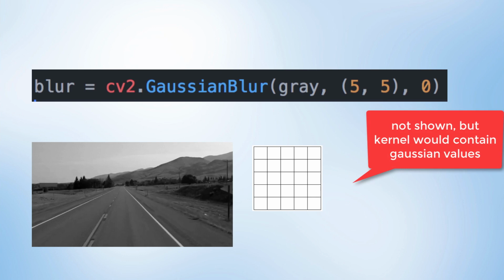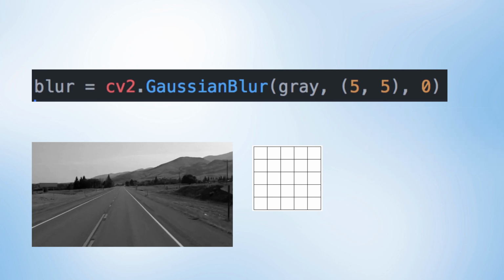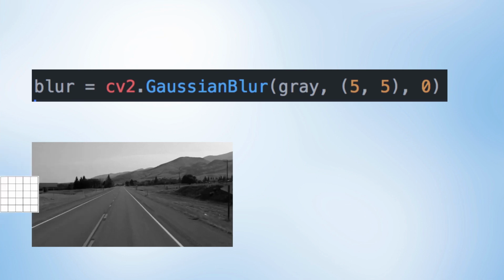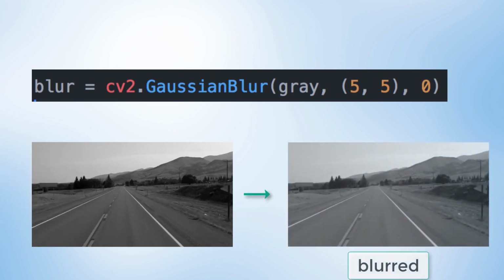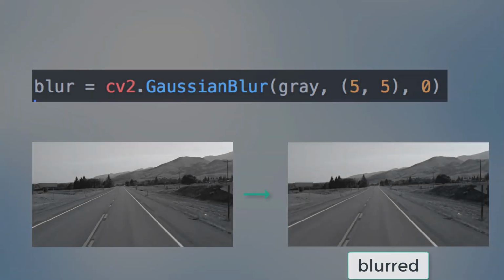The size of the kernel is dependent on specific situations. A 5x5 kernel is a good size for most cases. But ultimately, what that will do is return a new image that we simply called blur. Applying the Gaussian blur by convolving our image with a kernel of Gaussian values reduces noise in our image.